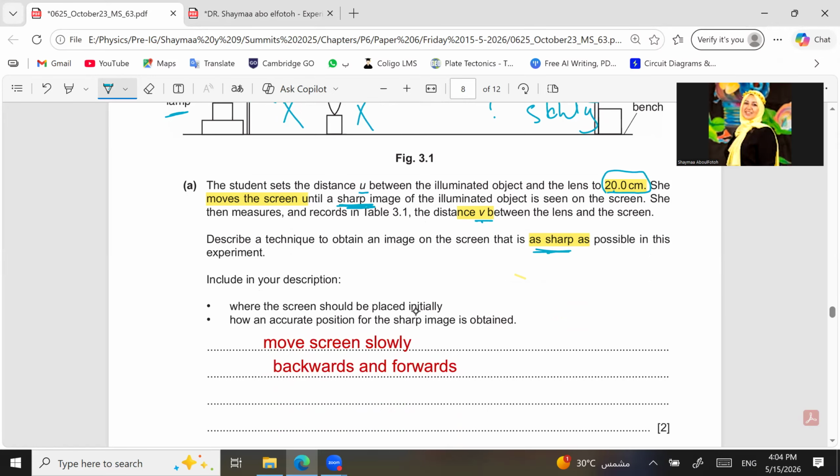Where should the screen be placed initially? By moving the screen slowly. How is an accurate position for the sharp image obtained? By movement back and forth.